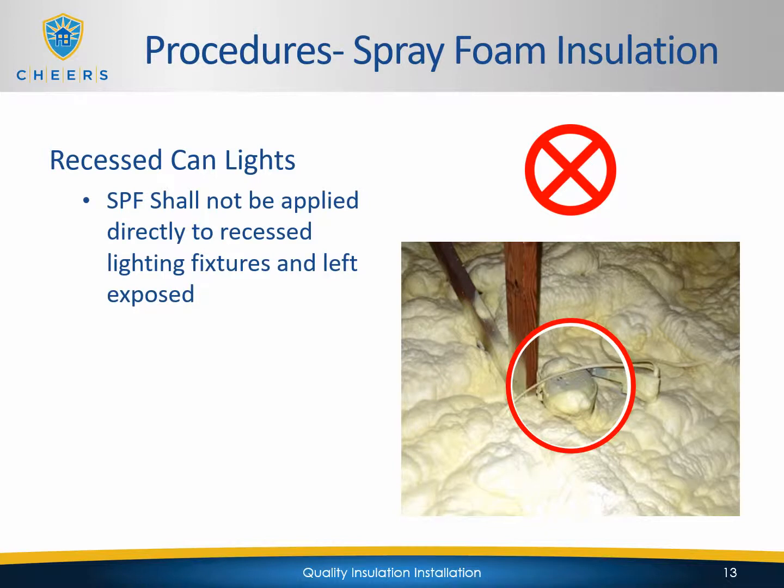SPF shall not be applied directly to recessed lighting fixtures and left exposed. So even though the recessed can lights are insulation contact, that does not apply to spray foam insulation. Spray foam insulation cannot be directly applied to recessed lighting fixtures, whether they are IC rated or not.